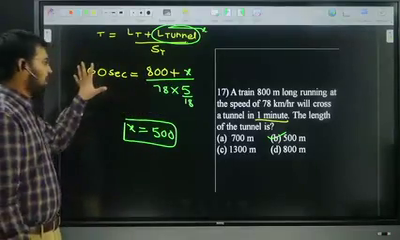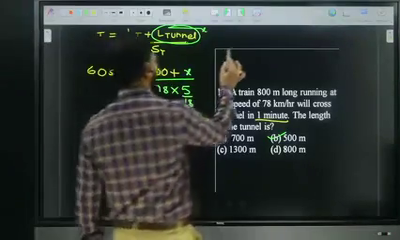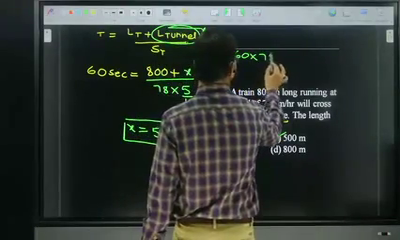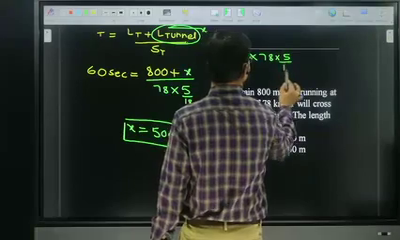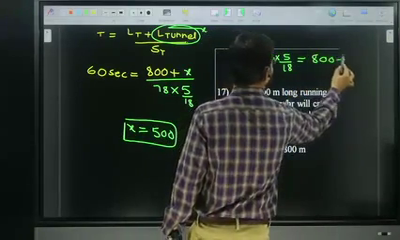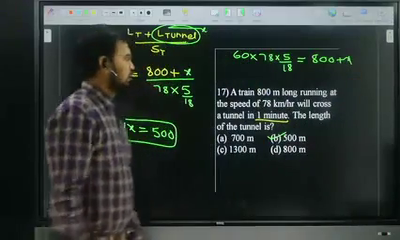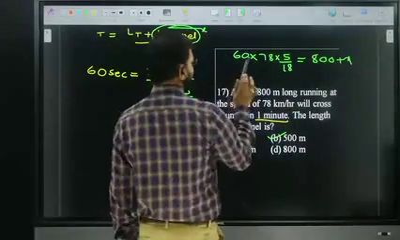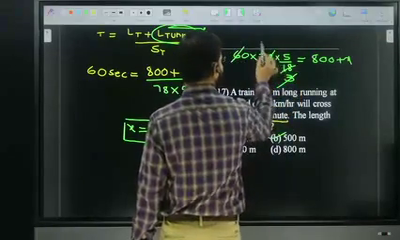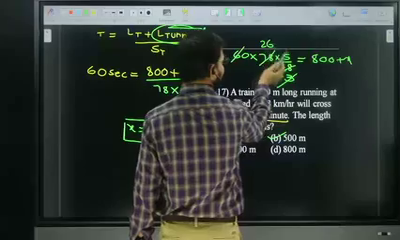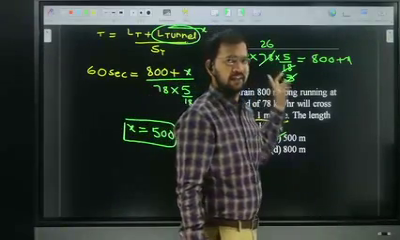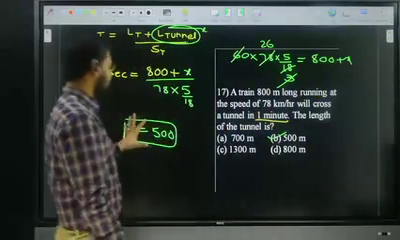This value comes to this side now. Once again I will explain. 60 into 78 into 5 by 18 is equal to 800 plus x. Look at me. 6 ones are 6, 3 ones are 3, 3 26s are 26, 26 fives are 130. 130 into 10 is 1300. If 800 comes to this side, 1300 minus 800 is 500. Therefore, x is equal to 500.